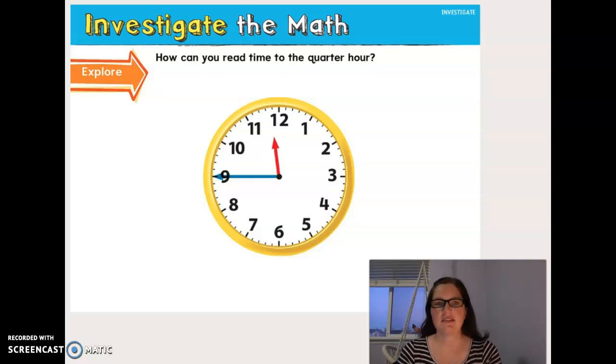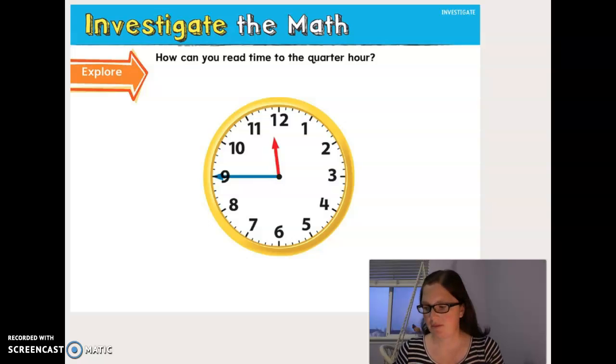Hi class, today's lesson is time to the quarter hour. I'm going to talk about what that means, and then you will be using the blue paper that came in your packet to figure out the quarter to, half past, and quarter past time, and sort each clock appropriately into your math notebooks. So we'll start today by asking the question, how can you read time to the quarter hour?